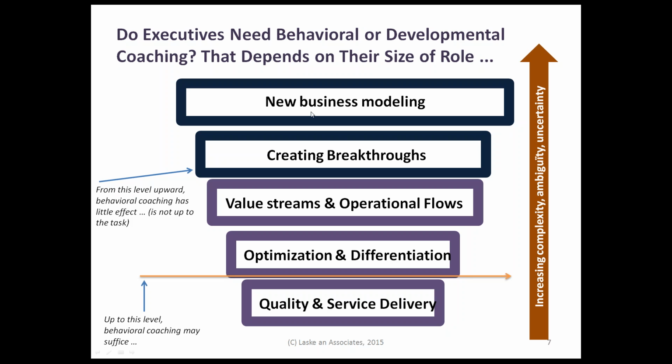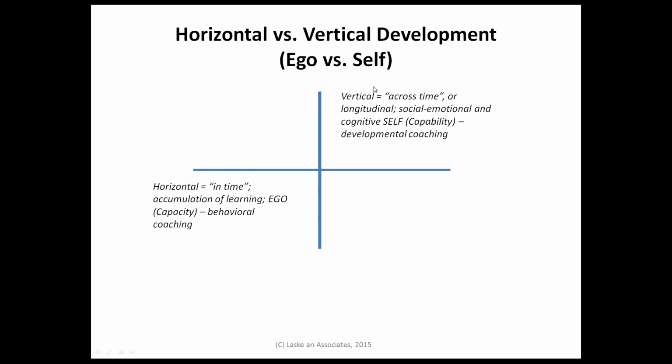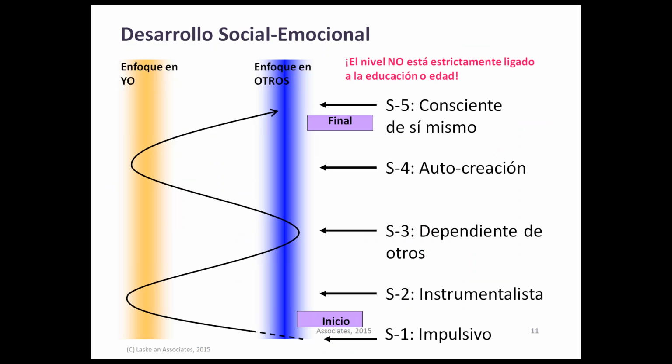So most likely, nobody who is not developed to S4 autocreation can function at this upper level. So that's what I'm saying, that we need to keep these levels into account.